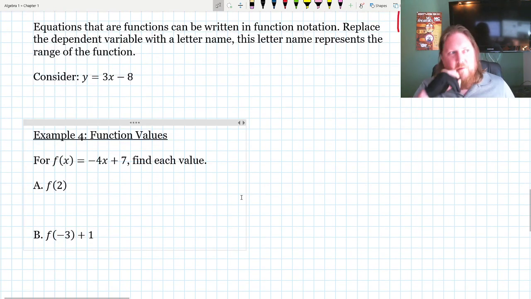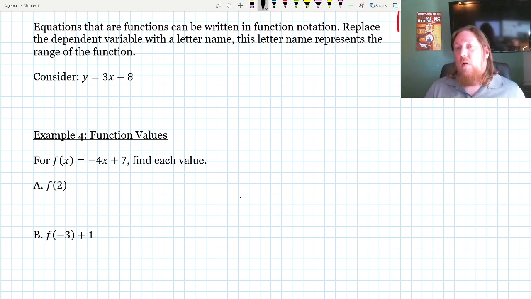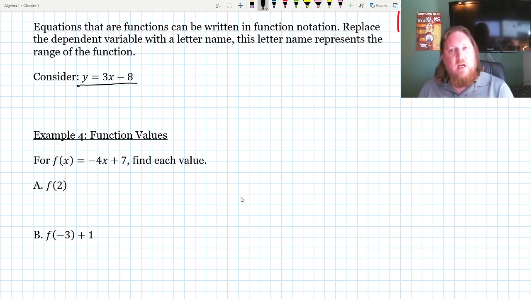Now let's talk about functions, and we've talked about them in terms of how they visually look, or maybe with a mapping or with a set of points or a table of values. I want to talk about what they look like with equations. Here we have an equation with two variables, y equals 3x minus 8, and that's basically relating the variable x to the variable y.